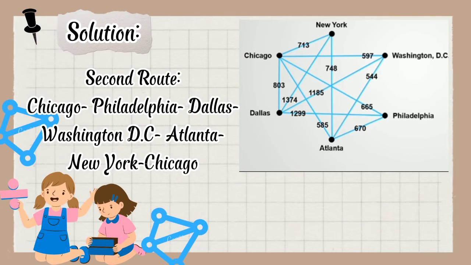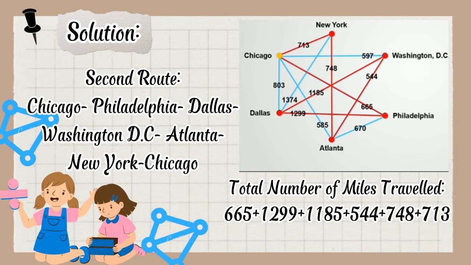Let's take our second route. So we will start from Chicago, and then we go to Philadelphia, and then we go to Dallas, and then to Washington DC, and then to Atlanta, and then to New York, and then to Chicago. So this is our second route. The same thing we did for the first route, we add the corresponding weights in every edge in order for you to get the total number of miles traveled.